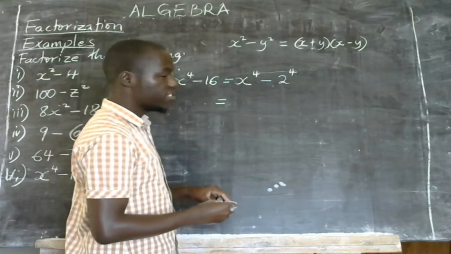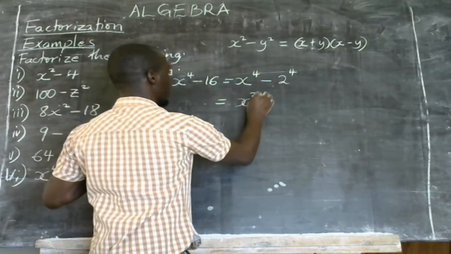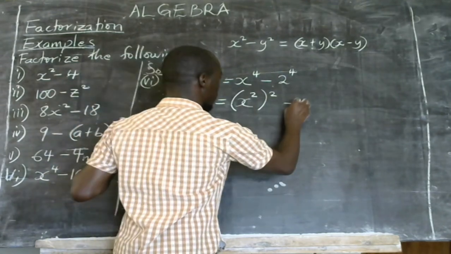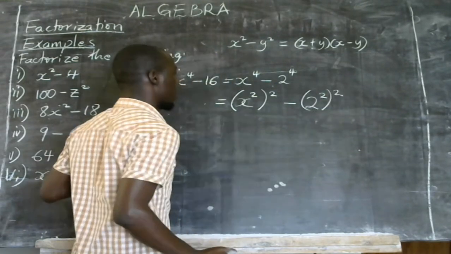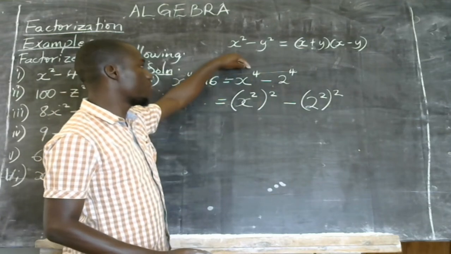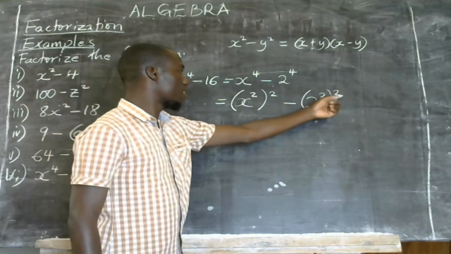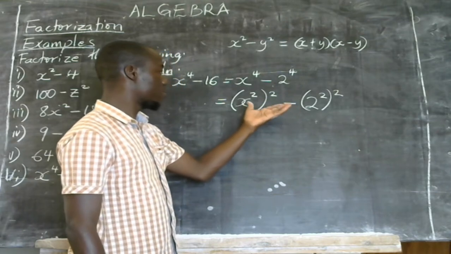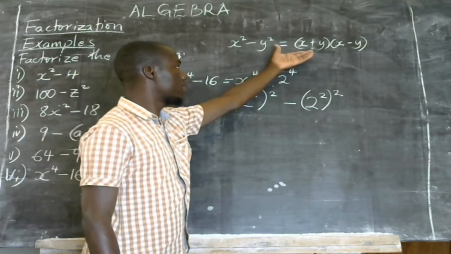In laws of indices, this x power 4, I can rewrite it as x squared, then bracket, another power outside. The same applies to 2 squared, then another bracket outside, because when I remove the brackets, the power will be multiplying each other and they go back to power 4. Then these squares outside here give me what is called the difference of 2 squares, and I'm going to apply it there.